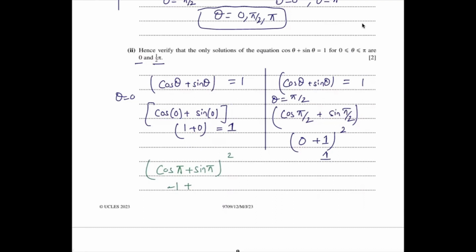Similarly, on the right hand side, when you take theta as pi by 2 and try to find cosine of pi by 2 plus sine of pi by 2, the value comes out to be 1. However, if you take theta as pi, cosine of pi is -1, sine of pi is 0. So when you add this, you get -1, which is not equal to +1. So clearly pi is not the solution, and 0 and pi by 2 are the solution for this equation.